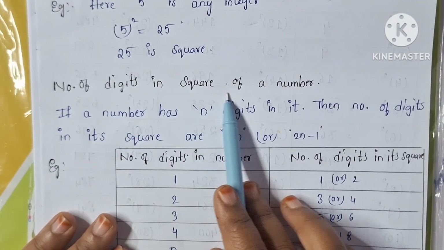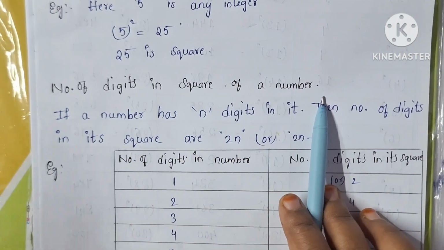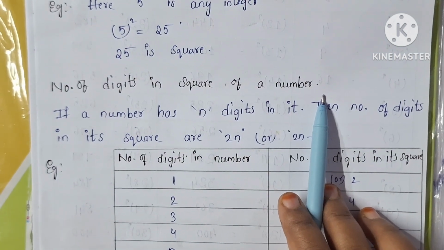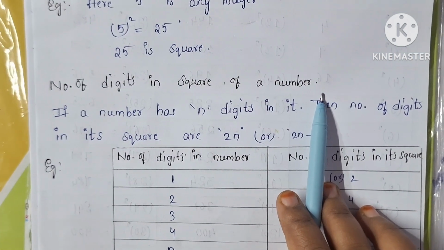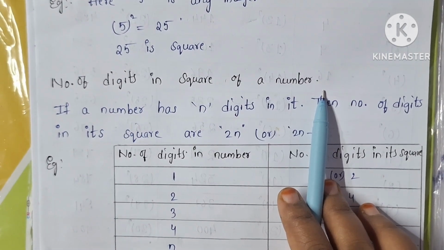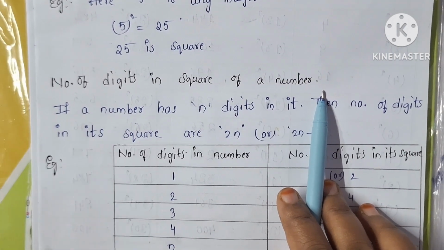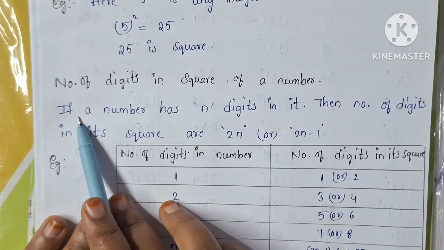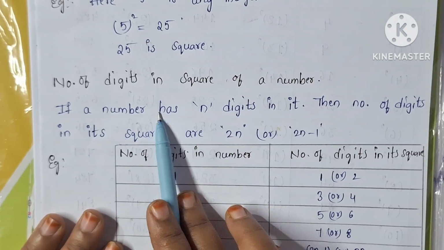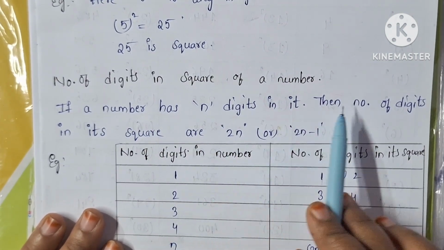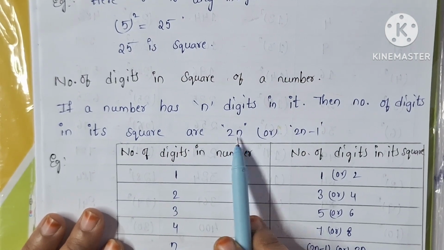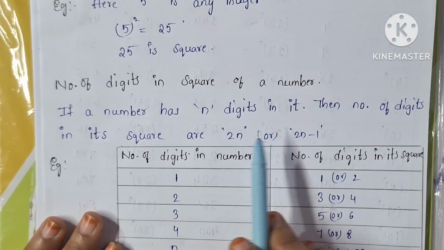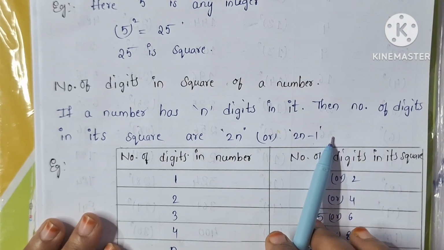See, the number of digits in the square of a number. How are you going to find the number of digits in the square of a number? With the help of the number of digits in the number. If a number has n digits, then the number of digits in its square is either 2n or 2n minus 1.